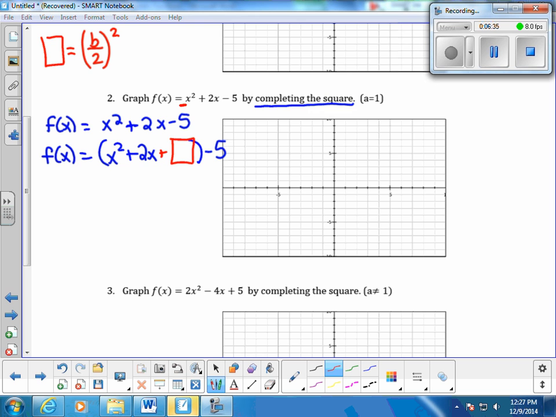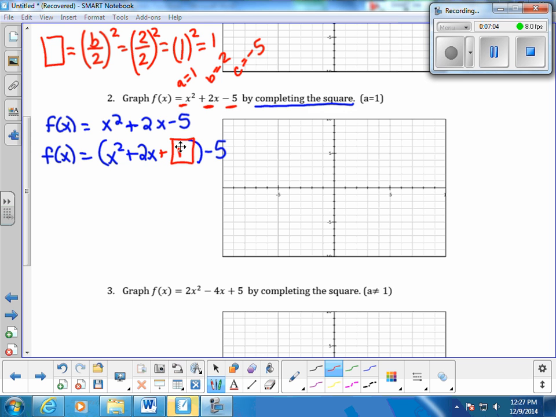This is your a term, a is 1. This is your b term, b is 2. And this is your c term, in any quadratic. So when we're doing this box and we need the b term divided by 2, our b term in this case is going to be 2. So 2 divided by 2, and then we want to square it. Well, 2 divided by 2 is 1, and then 1 squared is just 1 times 1 is 1.